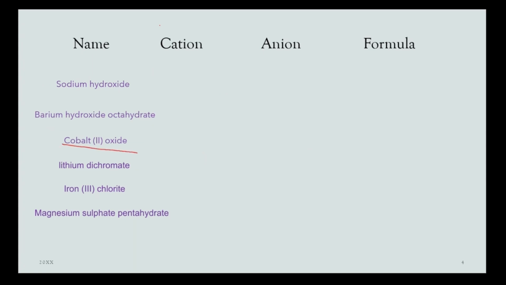Our last compound is cobalt 2 oxide. Here cobalt is our cation and the charge for this one will be 2 plus because in the bracket they've already mentioned the valency of it, which is 2. And our anion will be oxide and it has a -2 charge. So we will write cobalt 2 plus for cation and for anion we will write O2 minus, which is oxide.